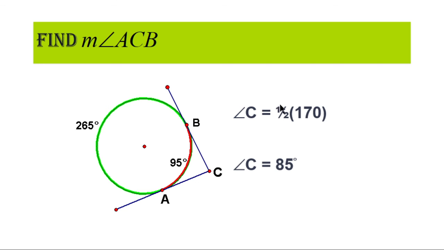And we need to get its half to solve the measurement of our exterior angle. So given the difference between 265 and 95 as 170, we get its half. So we will have 85 degrees as the measurement of angle C, our exterior angle. So for this example, the measurement of angle C is equal to 85 degrees. That's it for the application of the exterior angle theorem.